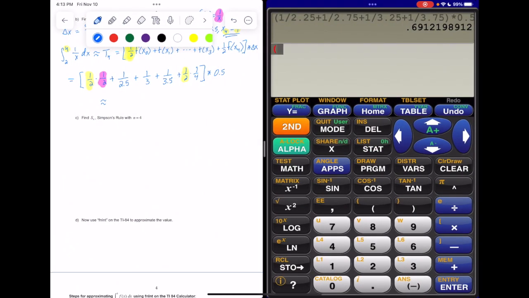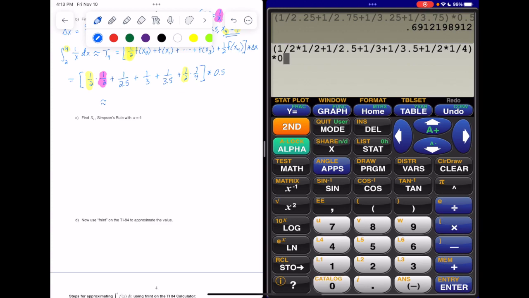And same idea. So open parentheses for the first one, and then I need 1/2 times 1/2 plus, and then I don't need the 1/2 part anymore, so just 1 over 2.5 plus 1 over 3 plus 1 over 3.5. Now I'm to the last one, so I need the 1/2 again, times 1 over the last value, which was 4. I ended the parentheses. Now I've got all of those added together.